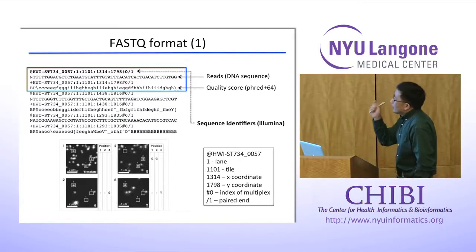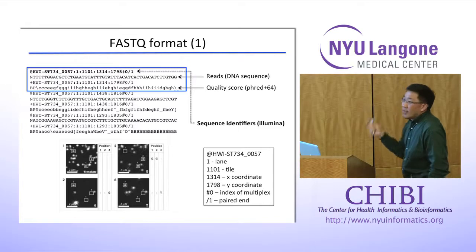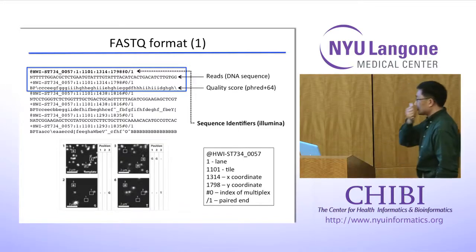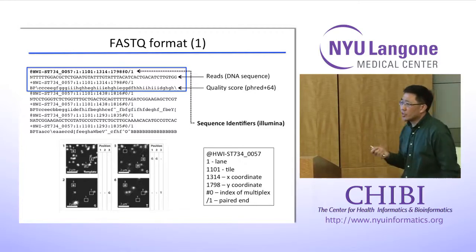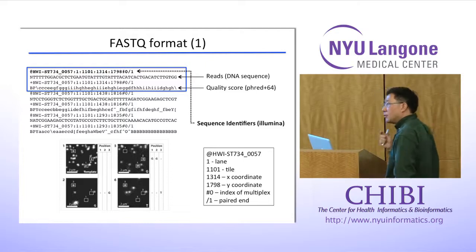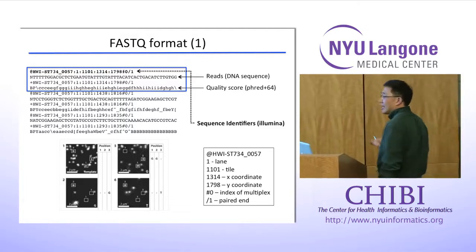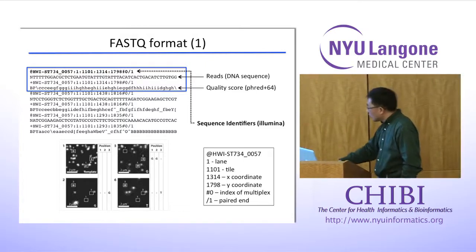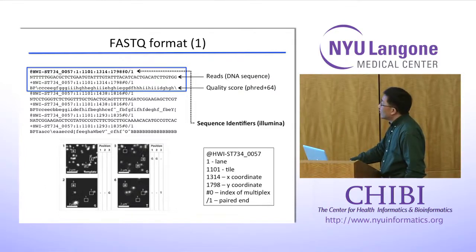So following this identifier, the number is the lane number. When you do your experiment, you put a sample onto that flow cell. Each flow cell has 8 lanes. This number tells you which lane it is.